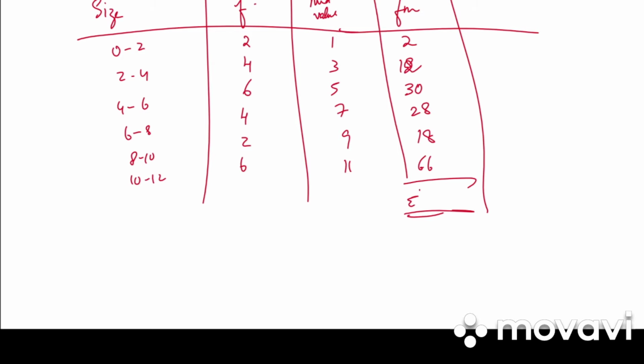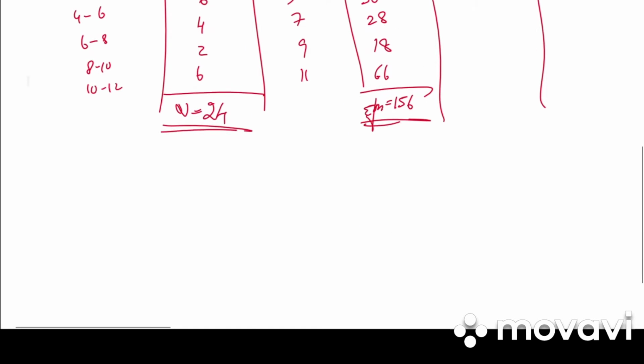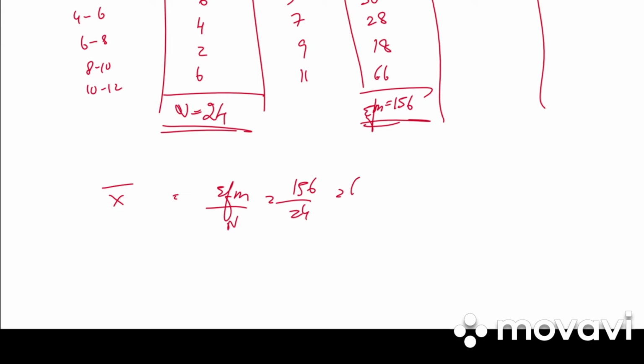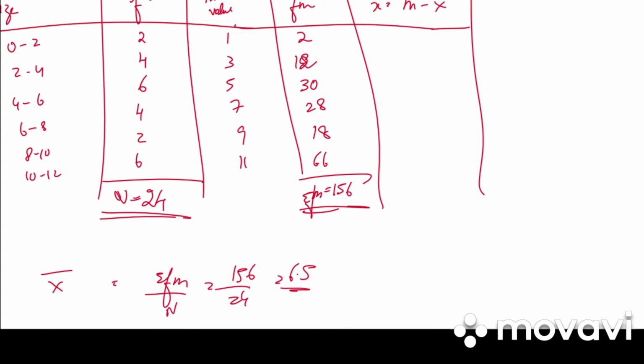What is the total of summation fm? It is 156. What is the total of frequency? It is 24. Next we need to find x, that is m minus x bar. How do we find x bar? It is summation fm by n. 156 by 24, that is 6.5. So it is 1 minus 6.5, that is minus 5.5, 3 minus 6.5 minus 3.5, 5 minus 6.5 minus 1.5, 7 minus 6.5 0.5, 9 minus 6.5 2.5, 11 minus 6.5 4.5.